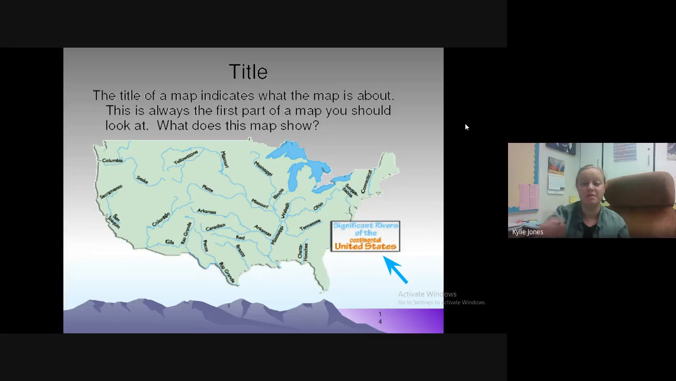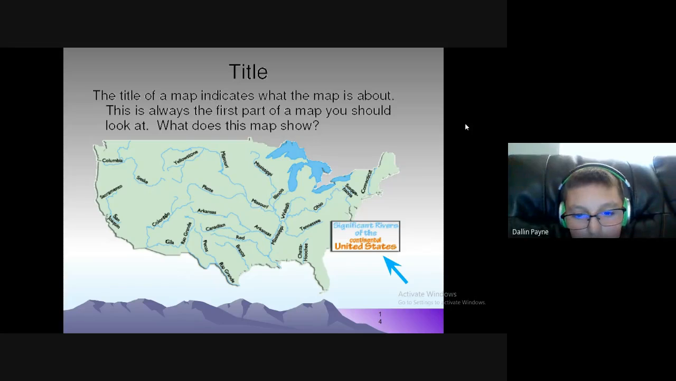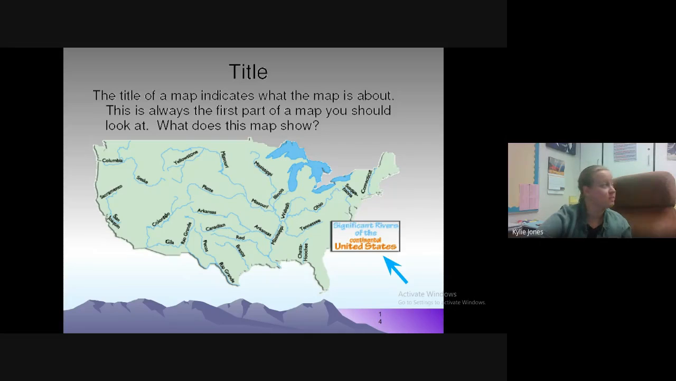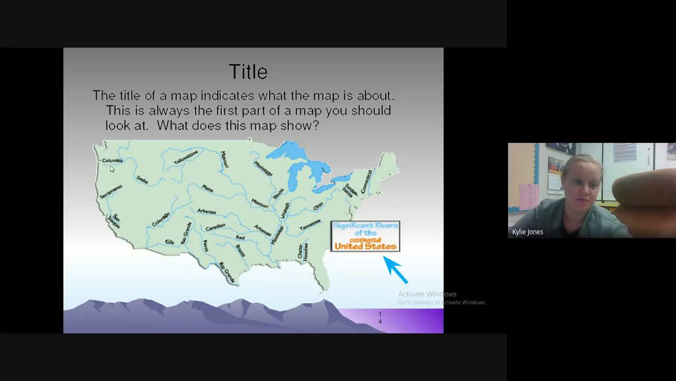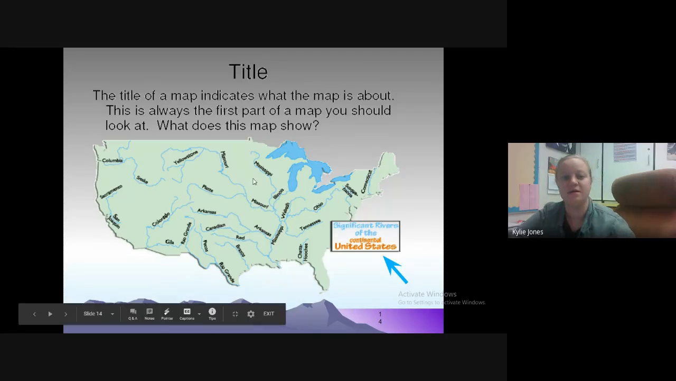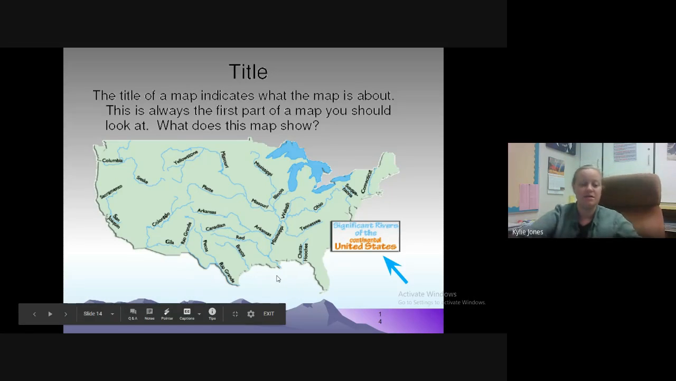Close. Look at the title. Find the title and tell me what the title is. Significant rivers of the contiguous United States or whatever, something like that. Yep. So on this map, yes, it's the United States, but it's only showing us the rivers in this case. So there's a nice big river. Let's see, where's the Mississippi? There it is. The Mississippi runs all the way down. So it's just showing us the rivers in this case.